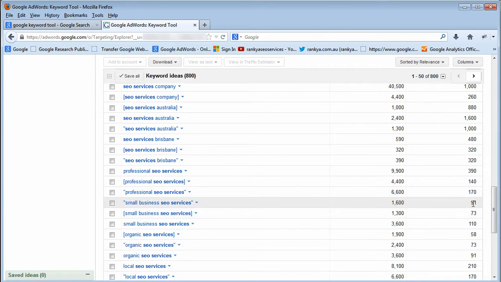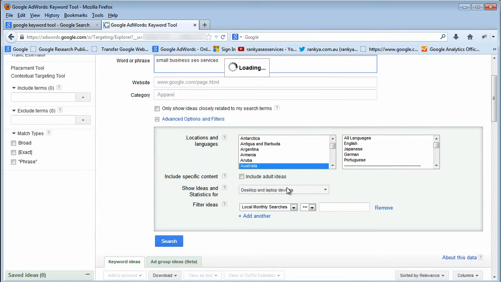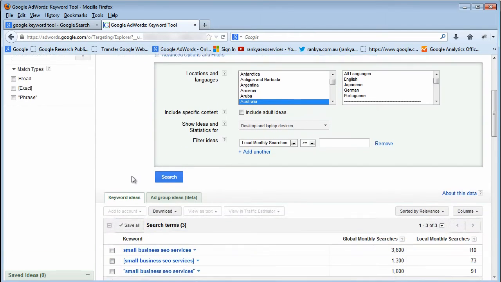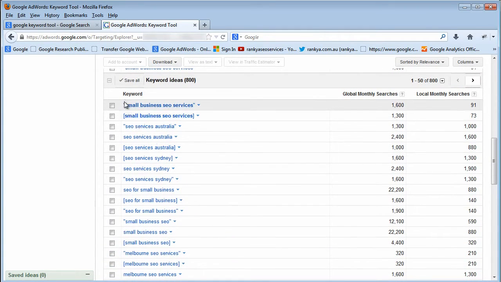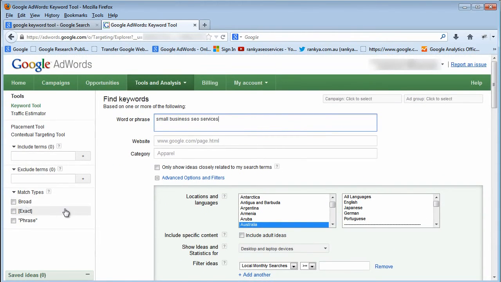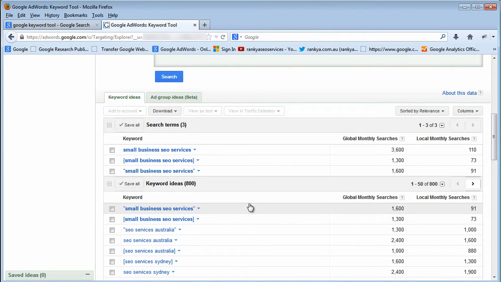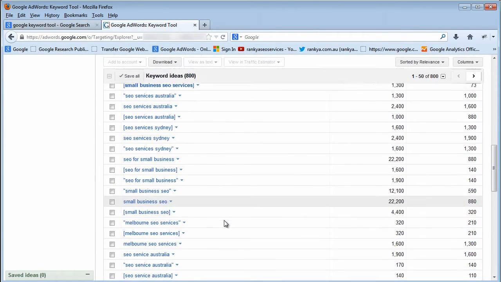At this stage you may think, well, local monthly searches, 91 searches per month, that's not smart. No, it is smart when we really understand what's going on. So I want to tell Google to show me more like that. Okay, so it's showing more like that. Now, the things that you see here, quotes and brackets and so on, are related to match types. For organic rankings we don't really have to worry about that much at this stage, right?